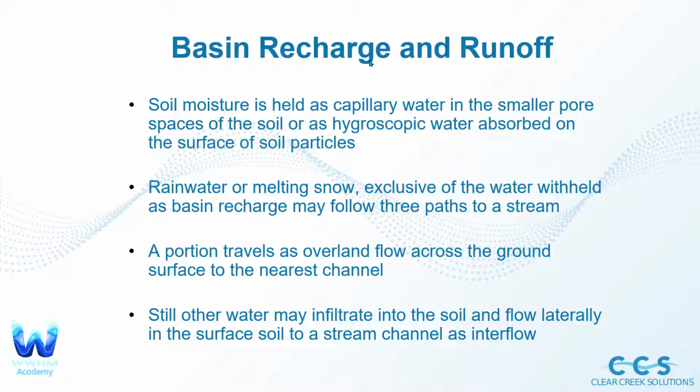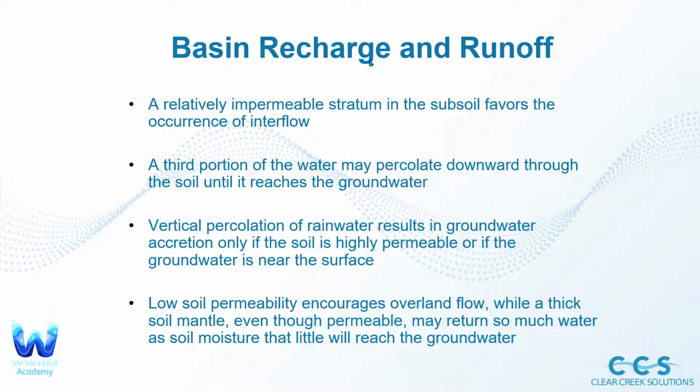So the water has to go somewhere. It's going to flow as either surface flow, interflow, or groundwater. It has to flow as one of those, and it's going to flow to the nearest outlet. So a relatively impermeable stratum in the subsoil favors the occurrence of interflow. So if the water is not able to infiltrate much lower, and this can happen in different soil types, it's going to have to run off as interflow and surface flow.